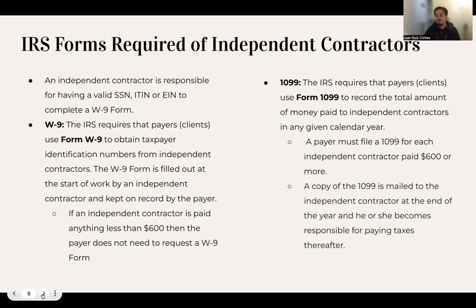So if you have multiple clients, you will receive multiple 1099 forms specifying how much money you were paid, with the tax identification number or the EIN that was used when completing the W-9 form. Folks, any questions on this, please let me know. This is information that I had to learn along the way.